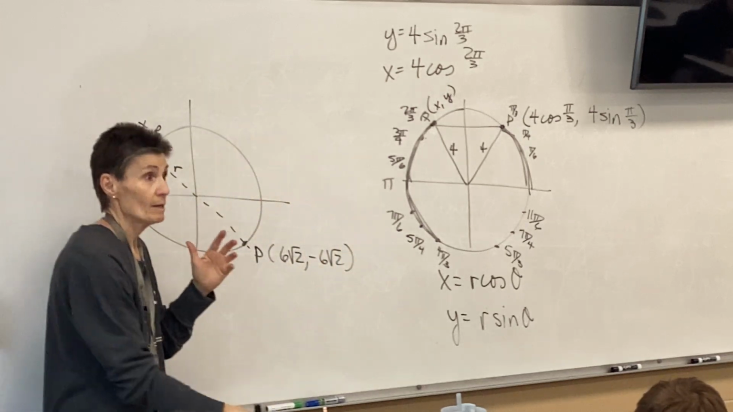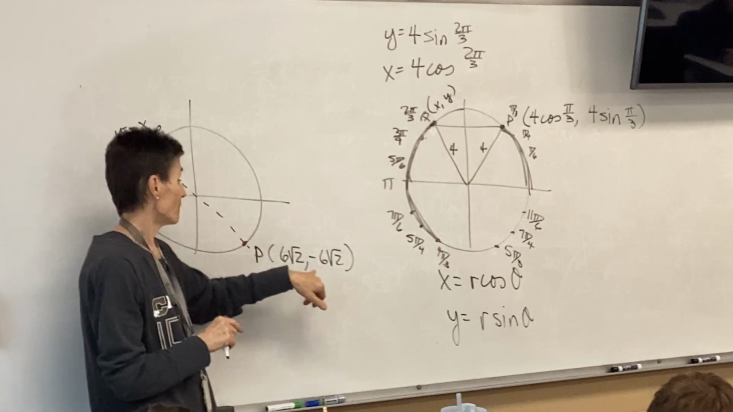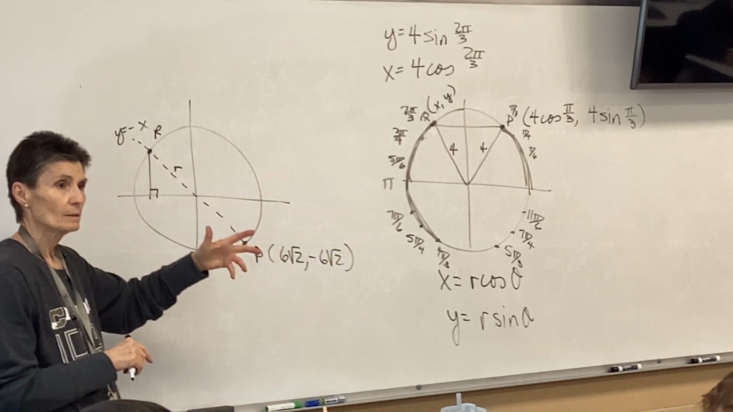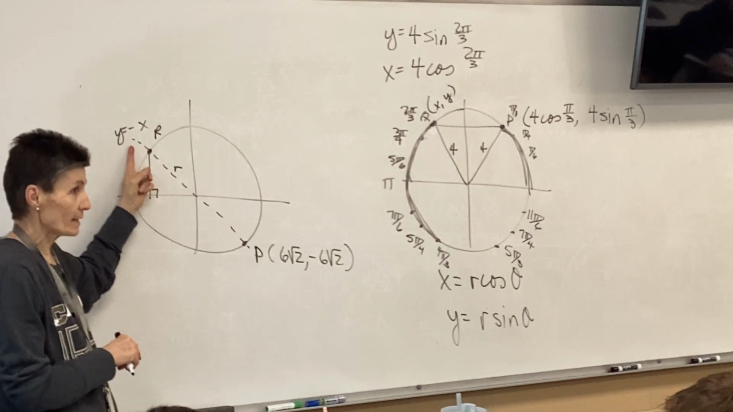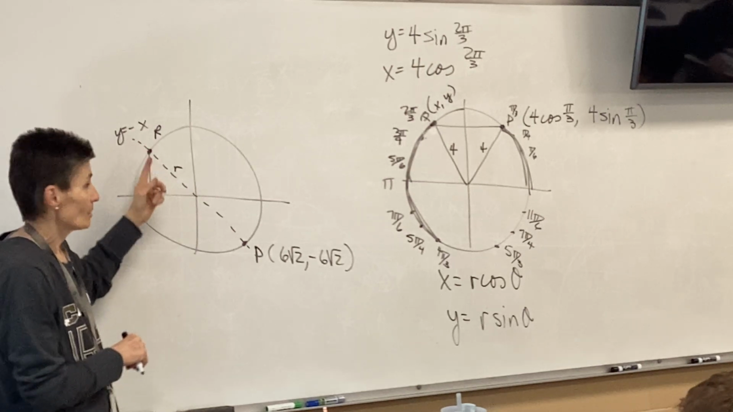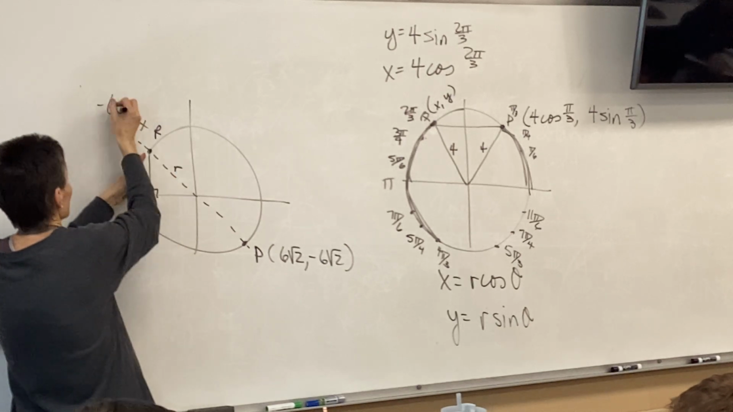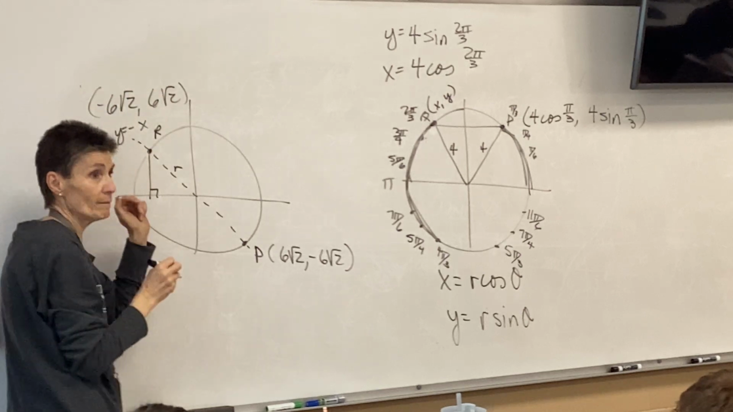Well, a couple of things. First of all, positive, negative, that makes sense, right? Does it make sense that they're the same number? Yeah, because they're on the line y equals negative x. What would be the coordinates of this point? Negative 6√2, positive 6√2? Okay?